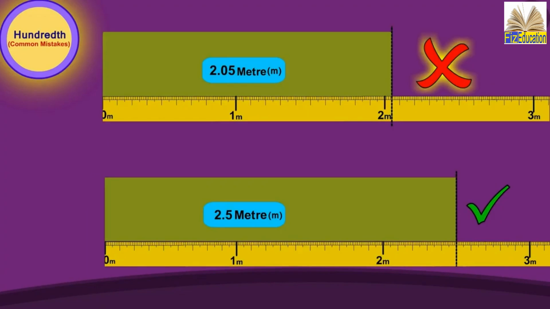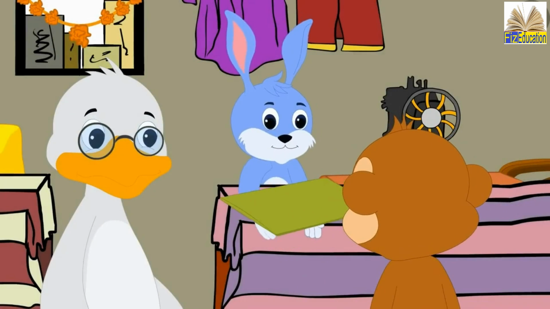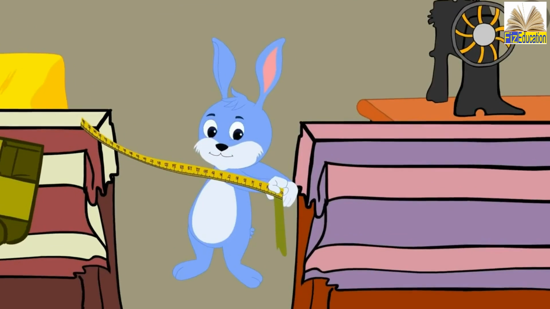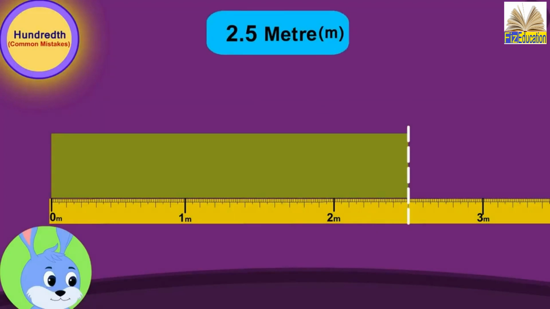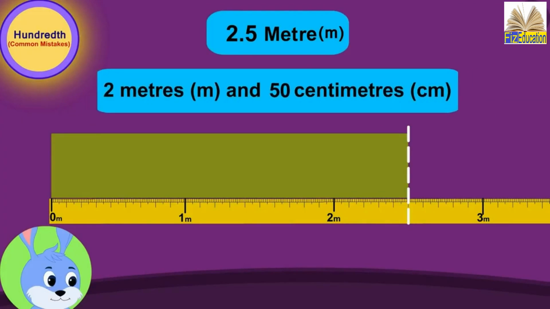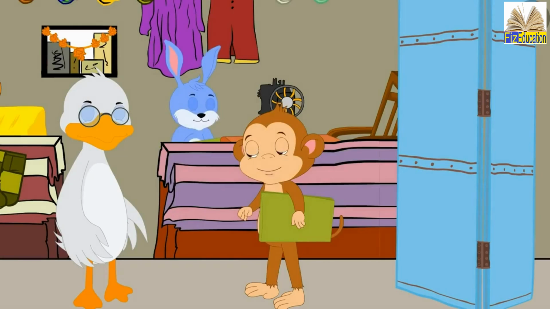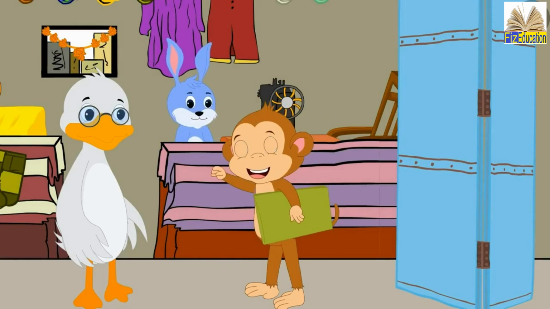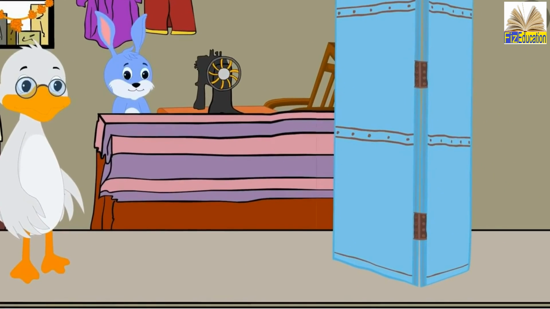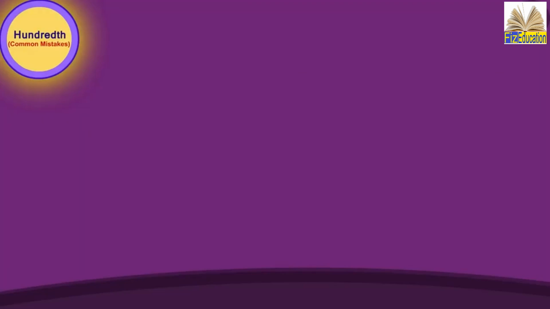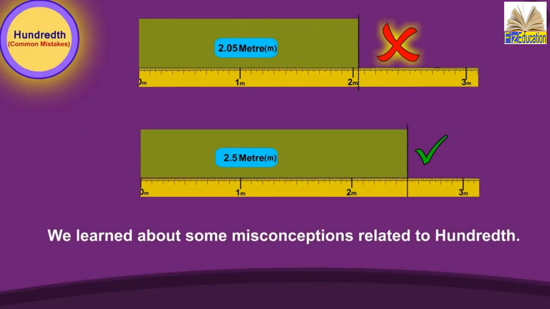Bunny told Uncle. Bunny immediately took back the cloth from Babban and this time measured 2.5 meters or 2 meters and 50 centimeters of cloth using his tape, cut it and gave it to Babban. Babban happily returned home with the cloth of the right length this time. Children, in this video we learned about some misconceptions related to hundredth.